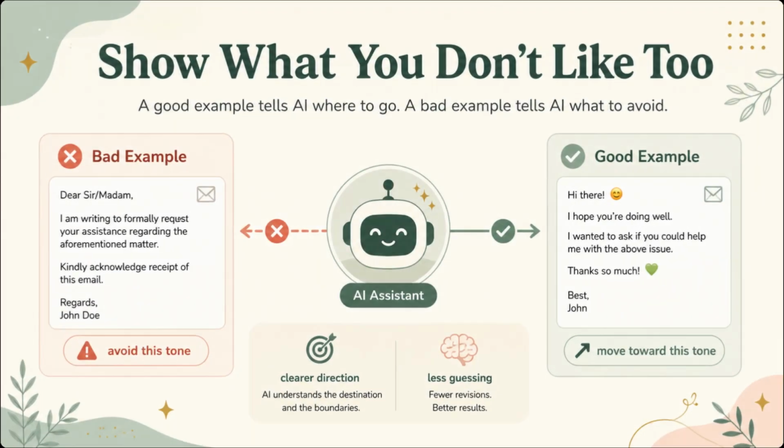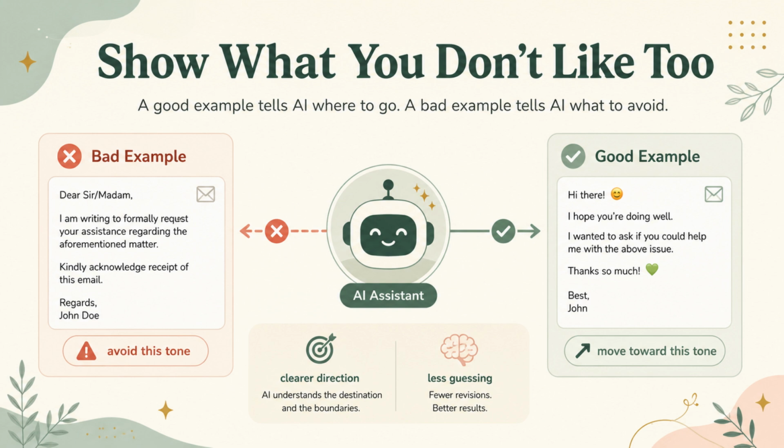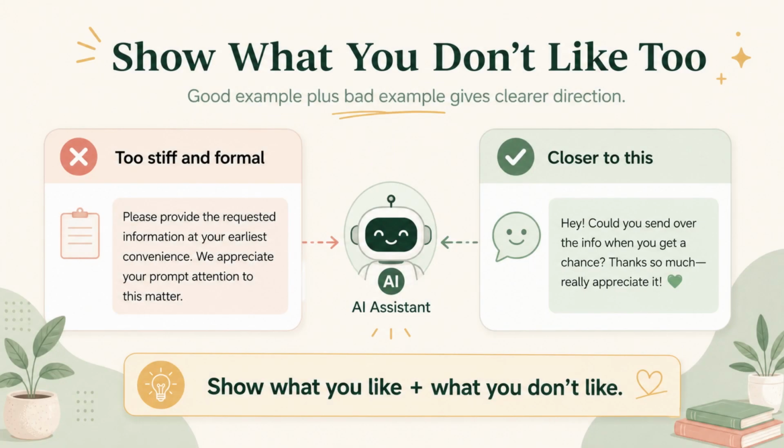Show what you don't like too. Here is a powerful trick. Do not only show AI what you like, show what you do not like too. For example, you can say, "Here is a version I do not like. It sounds too stiff and formal." Then say, "Here is a version I like. Make it closer to this one." This gives AI much better direction.